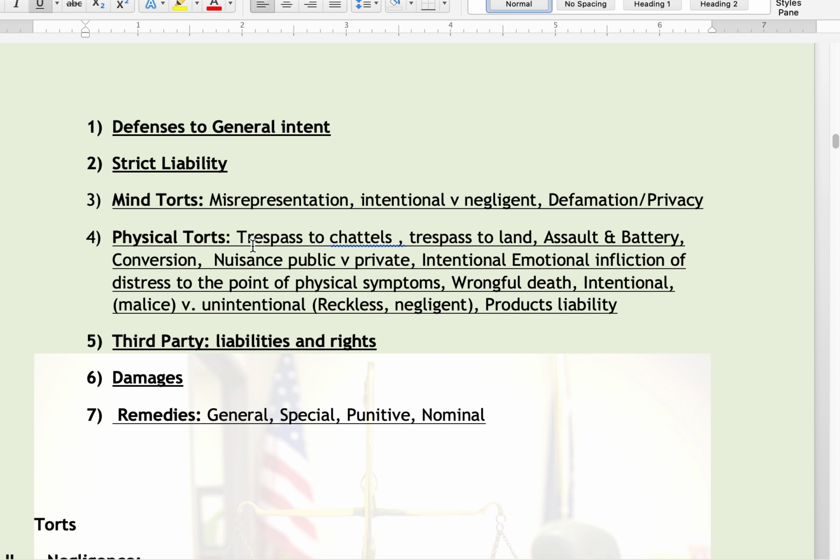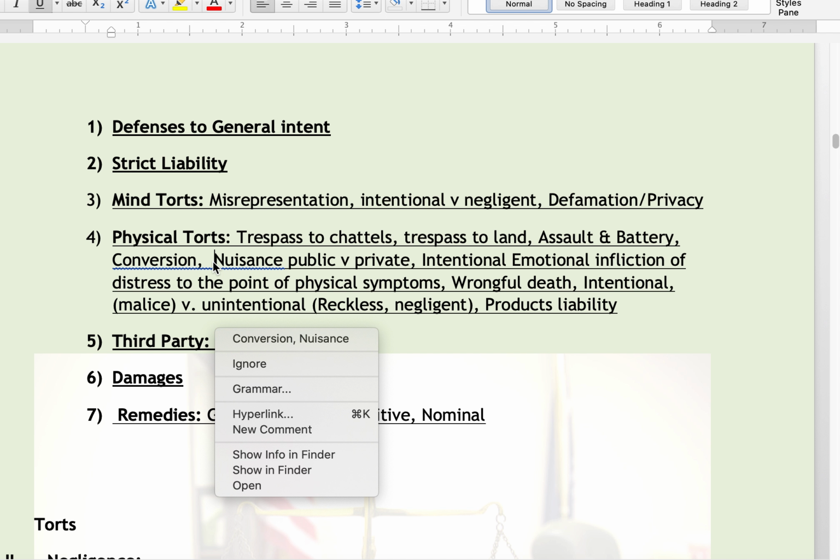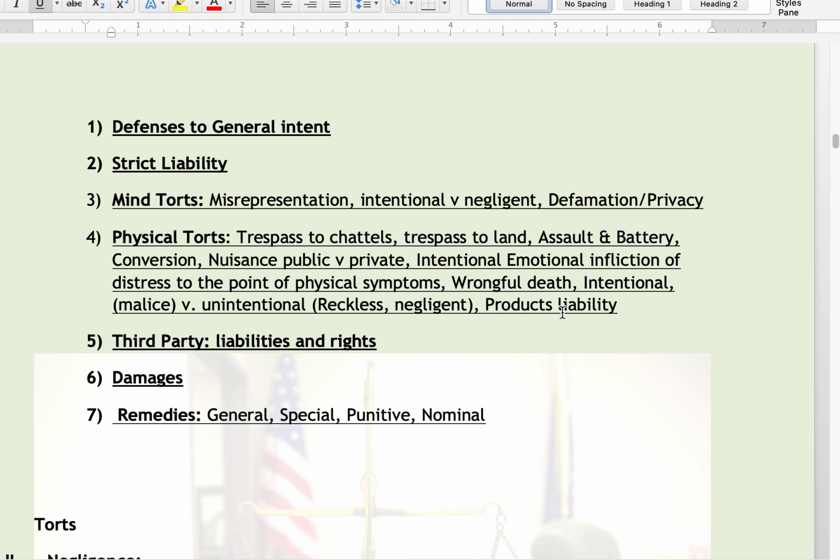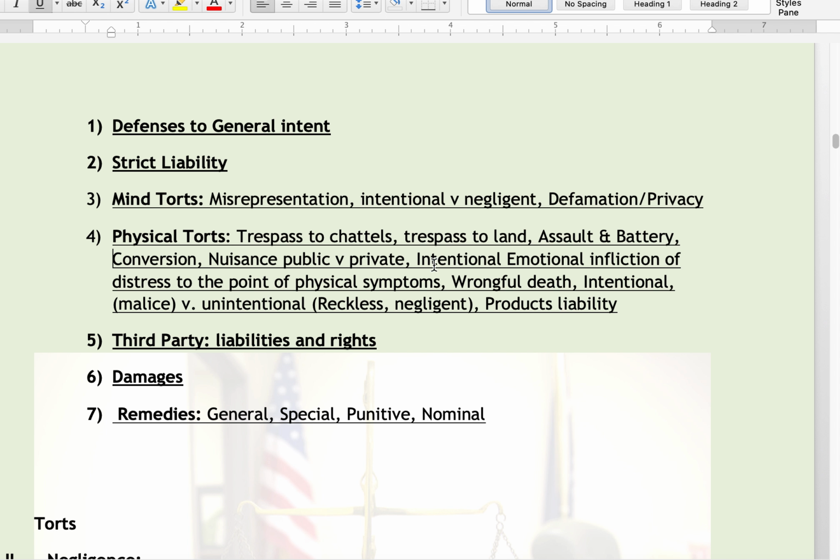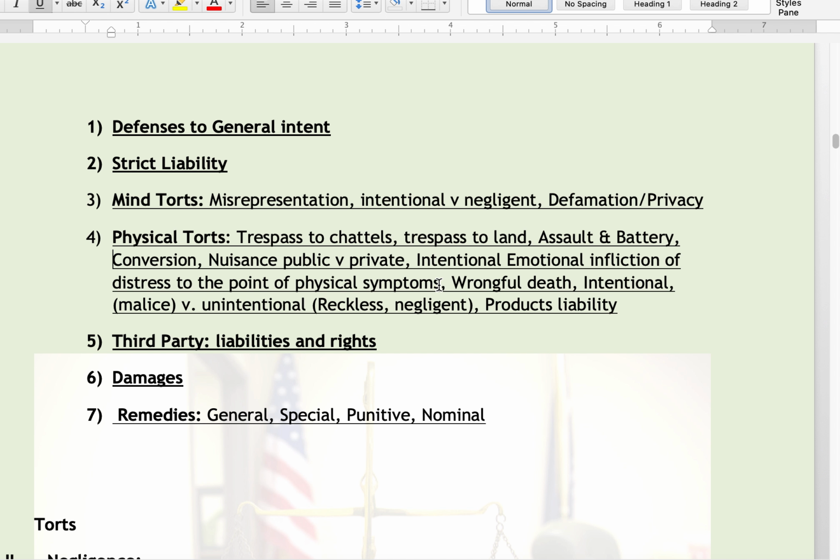This is just a recap. Mine torts, misrepresentation, intentional versus negligent, defamation, private. Okay, physical torts, trespasses, chattels, trespass to land, assault and battery, conversion, nuisance, private versus public, intentional and negligent infliction of emotional distress to the point of physical symptoms. So you can actually have a physical tort for emotional infliction of distress if the person is vomiting or they faint and they're having physical symptoms.